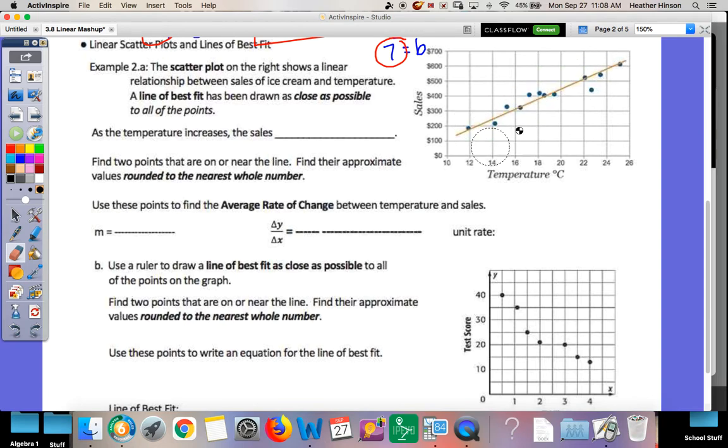So how do we find equations for this? Well, the first thing you want to know is, is your graph going up or down? We're looking at temperature and ice cream sales. So as the temperature goes up, what's happening to the ice cream sales? So if the temperature increases, the sales are going up too, so they're increasing as well.